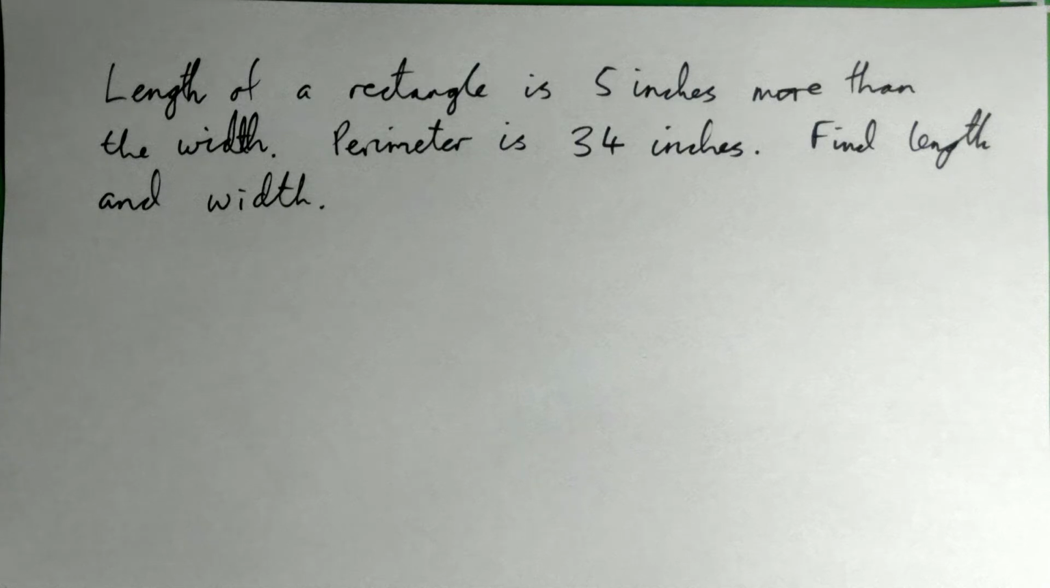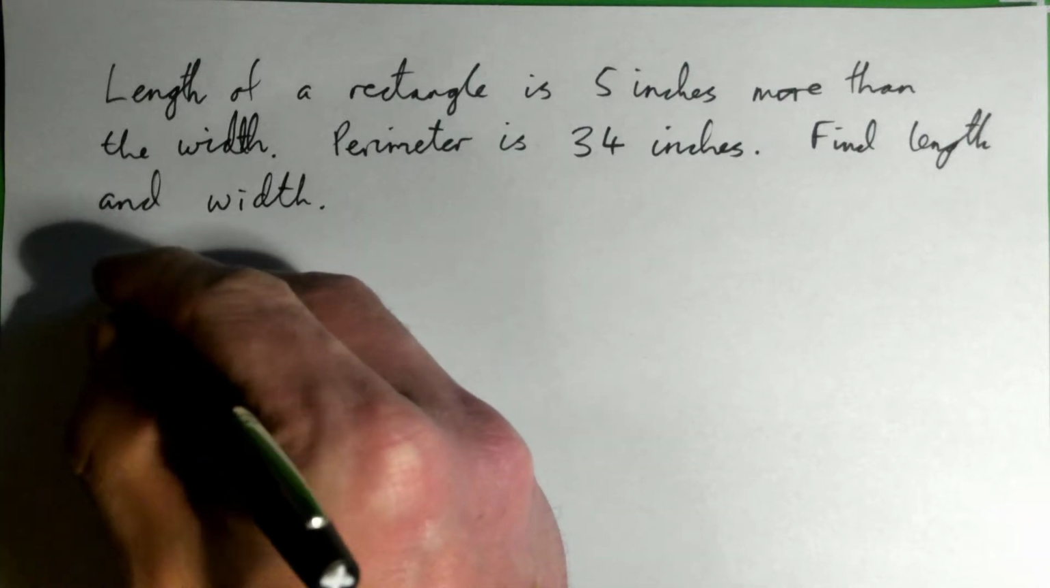So we've got the length of a rectangle is 5 inches more than the width. The perimeter is 34 inches. Find the length and width. First thing I want everyone to do is draw a rectangle.